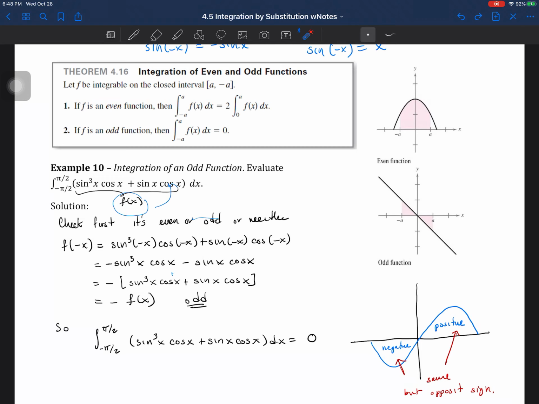Therefore, because we're going from the negative value to the opposite positive value, that means this is going to give you 0. And there you go. You don't have to do anything but show me that you're using this rule.